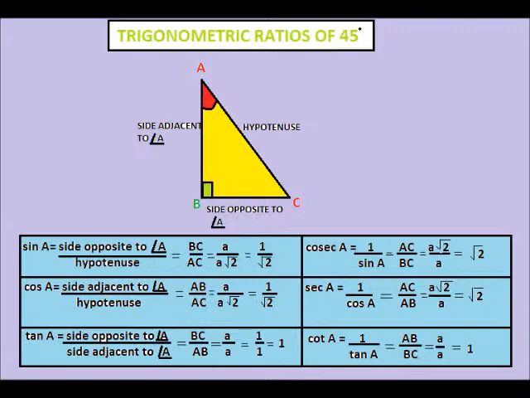Secant A equal to 1 by cosine A equal to AC by AB equal to A root 2 by A equal to root 2. Tan A equal to side opposite to angle A by side adjacent to angle A equal to BC by AB equal to A by A equal to 1. Cotangent A equal to 1 by tangent A equal to AB by BC equal to 1.